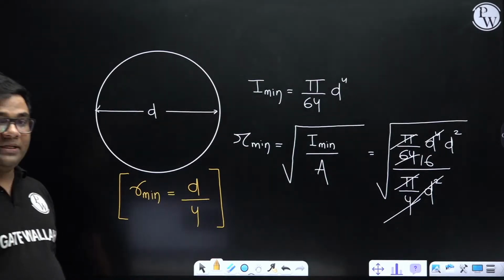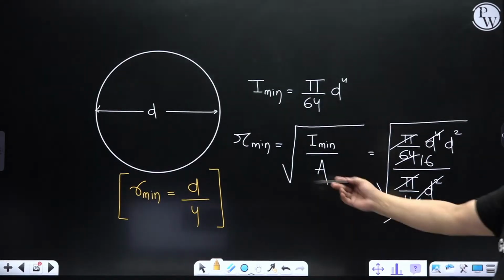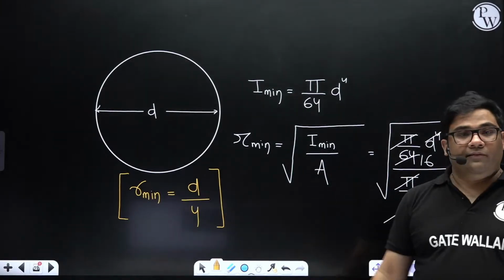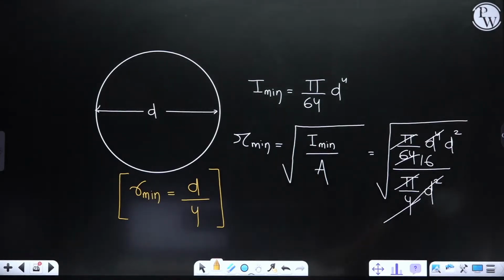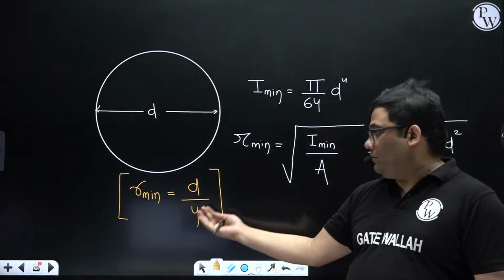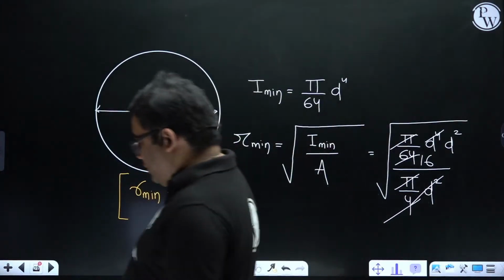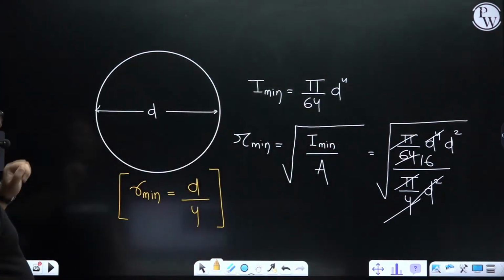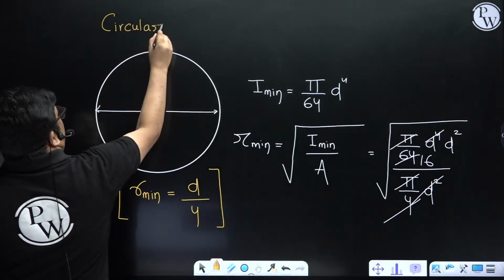They can ask you an objective question. They will give the diameter of a circle and simply ask you to find the minimum radius of gyration. Nothing but d by 4. If you know this conclusion, you can solve the question in seconds. I am not solving any question for this because it is too straightforward. Suppose they give you 500 and ask for R minimum: 500 by 4, 125. A 1 mark question, or they can ask it in MSQ also. So for a circular section, you should know R minimum.